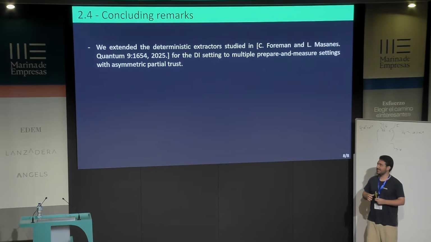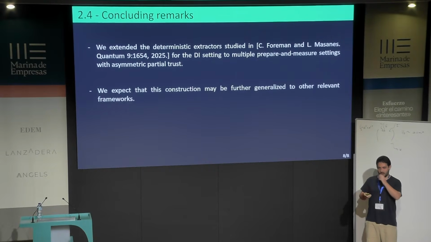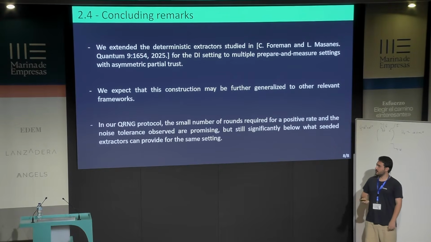As concluding remarks, I just want to mention that we finally, after a lot of time, have deterministic randomness extraction. It was pioneered by Cameron Masanes for device-independent scenarios, but now we extended it to prepare-and-measure scenarios with different levels of asymmetric trust and characterization. And we further expect this to be generalizable to other scenarios, for instance, the general device-dependent scenario where everything is untrusted, which was the one that Raffaele mentioned. And with respect to our numerical results, we basically had that a very small number of rounds is required to have positive extraction, and promising resilience towards noise.